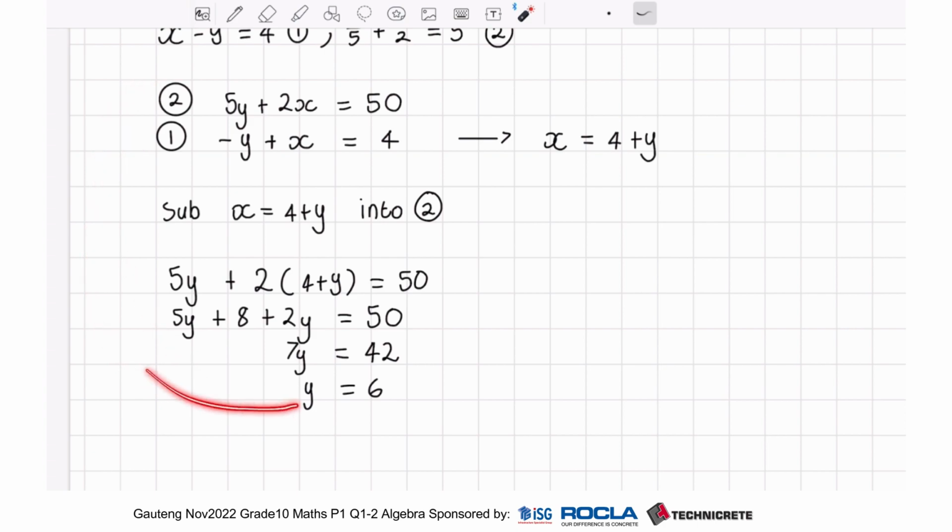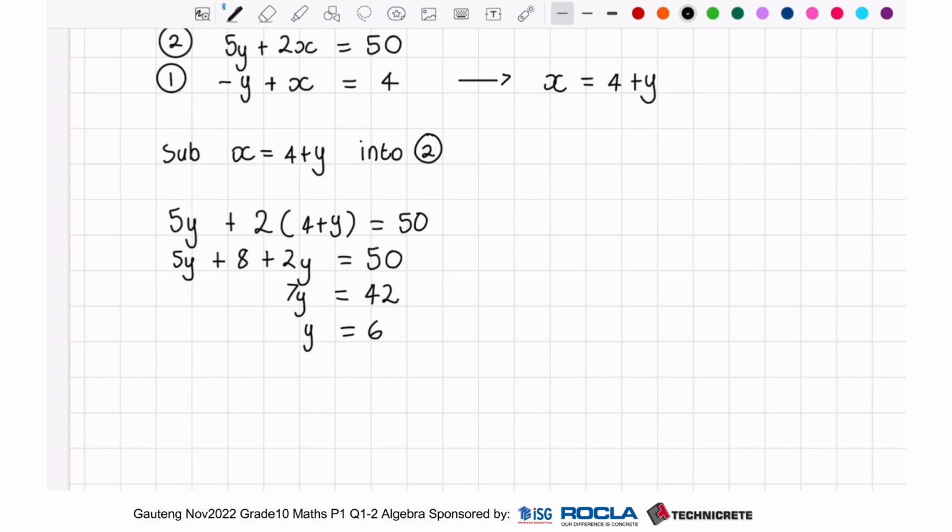Again, I'm going to choose equation 1 because it's simpler. So everywhere that I see y, I'm just going to write 6. So for equation 1, I have a negative y, so I'm going to write negative 6 plus x is equal to 4. And I'm going to take the 6 to the other side, it becomes positive, and I'm going to have 4 plus 6 is equal to 10.